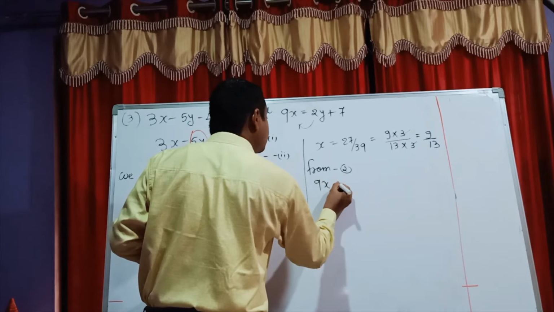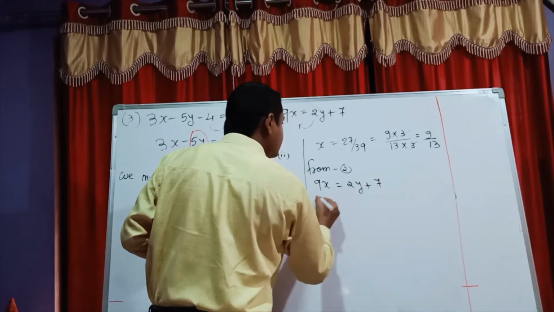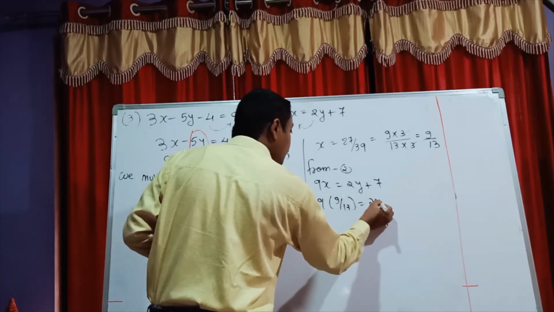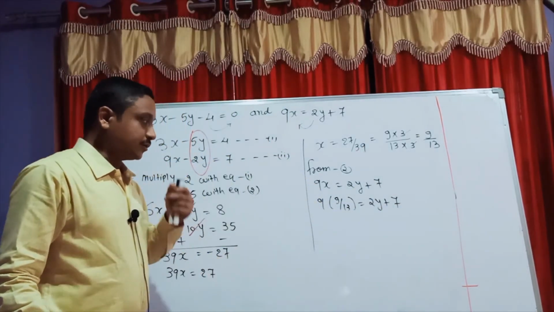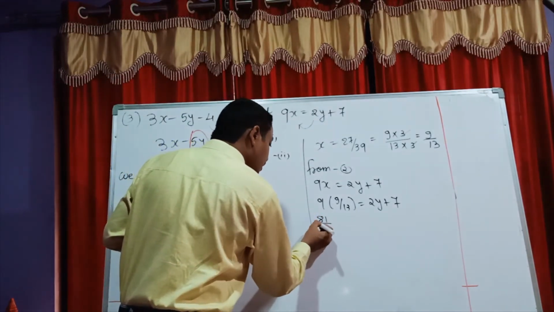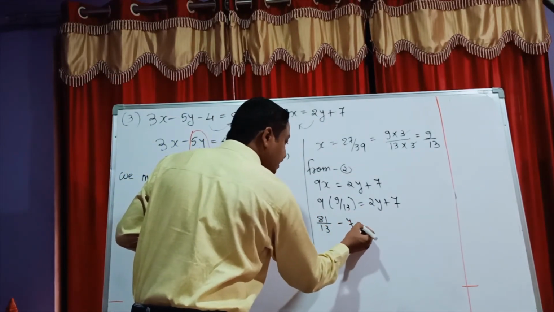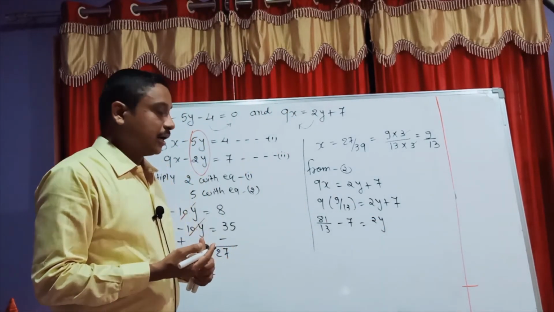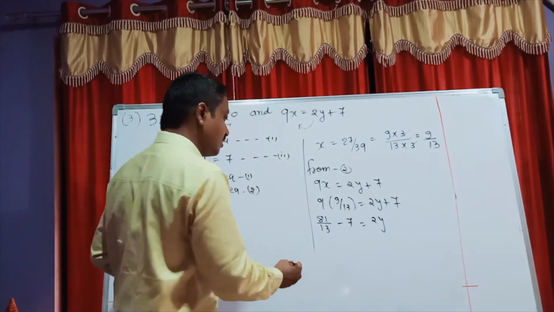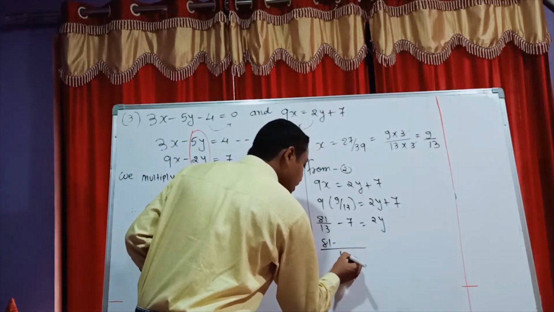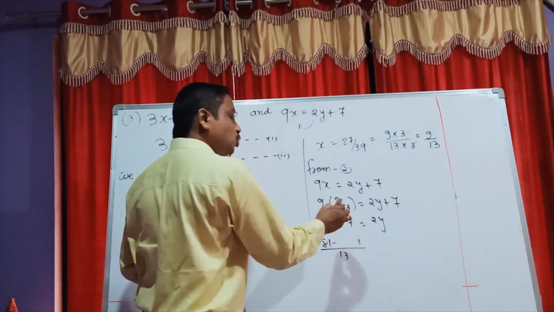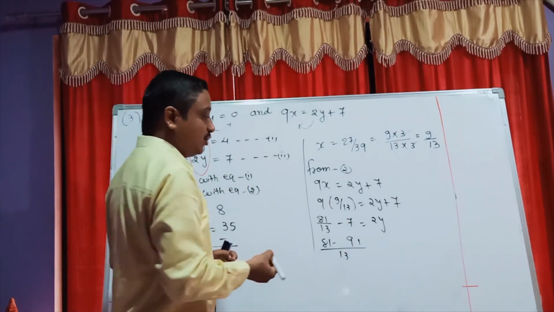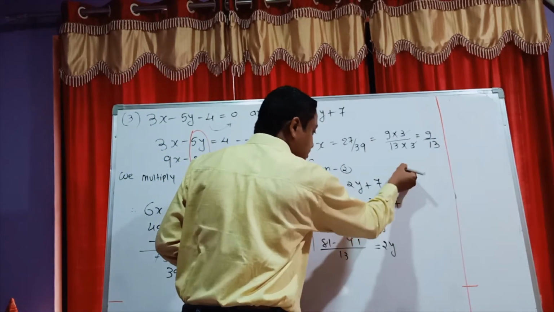From 2, here from 2 it is 9x is equal to 2y plus 7. 9x is how much? 9 by 13. And here as it is. So 9 nines are 81 by 13. Plus 7 carry forward from left side to right side, it is minus 7. Now how much is 13 sevens? Yes, taking LCM, 13 sevens are 91, is equal to 2y.